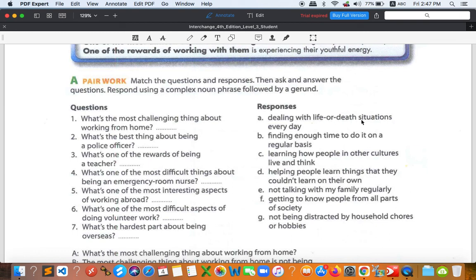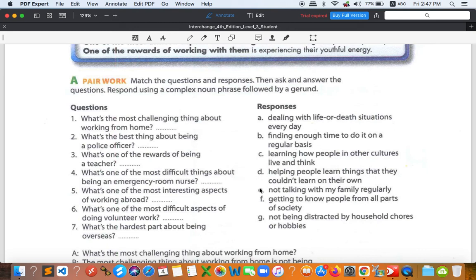Life or death, I think you can understand from the word itself, life and death right here. Number 5, what's one of the most interesting aspects of working abroad, working outside the country? So number 5 goes to letter C, learning how people in other cultures live and think. Okay, so we have two last. Number 6, what's one of the most difficult aspects of doing volunteer work? It's letter B, finding enough time to do it on a regular basis. Okay, and number 7 is E.